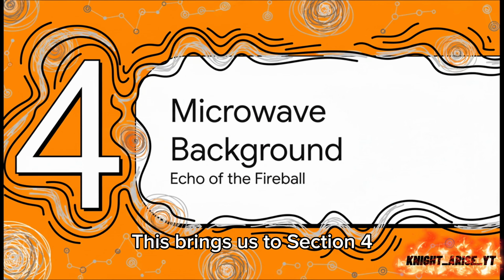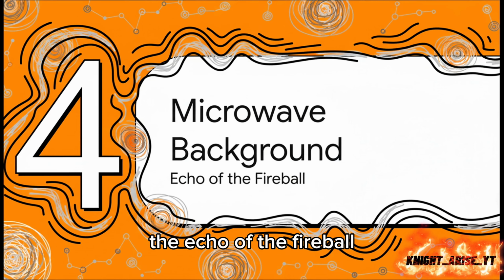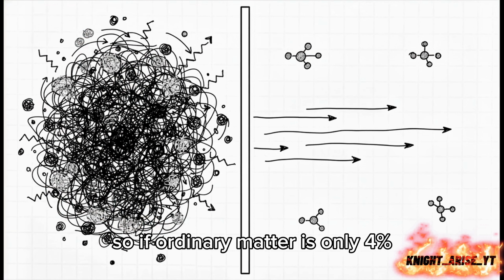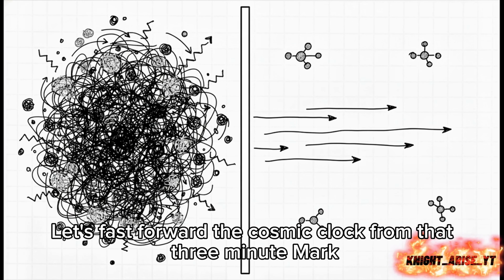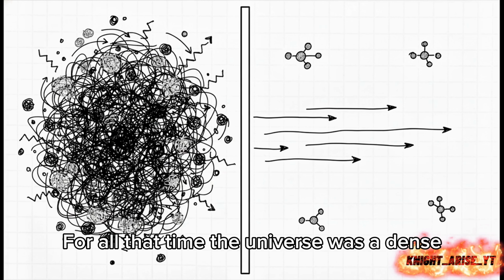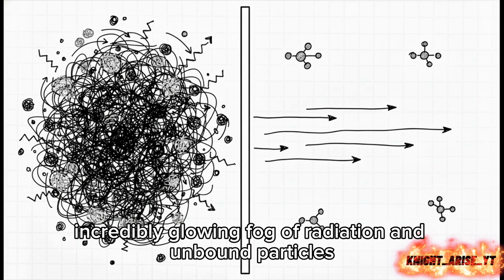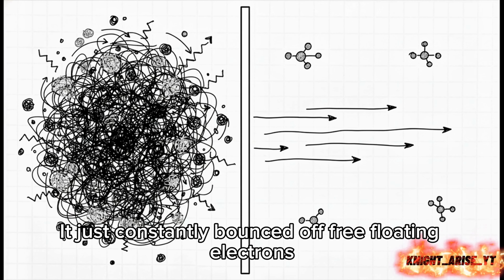This brings us to Section 4, the cosmic microwave background, the echo of the fireball. Okay, so if ordinary matter is only 4%, how do you know our Big Bang model is actually correct? Let's fast forward the cosmic clock from that 3-minute mark to about 300,000 years later. For all that time, the universe was a dense, incredibly glowing fog of radiation and unbound particles. Light literally could not travel freely. It just constantly bounced off free-floating electrons.